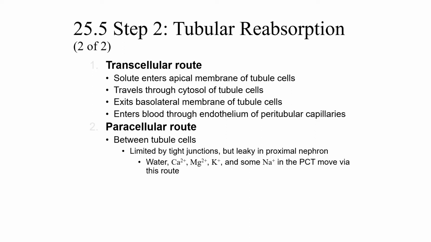The second is paracellular. Para means around. So basically, these very small molecules, so we're talking water, calcium, magnesium, potassium, sodium, right? These very small molecules can get past the tight junctions and go around the cell. They go in between the cells.